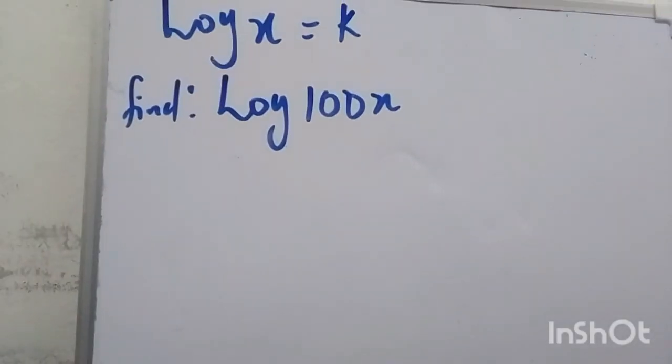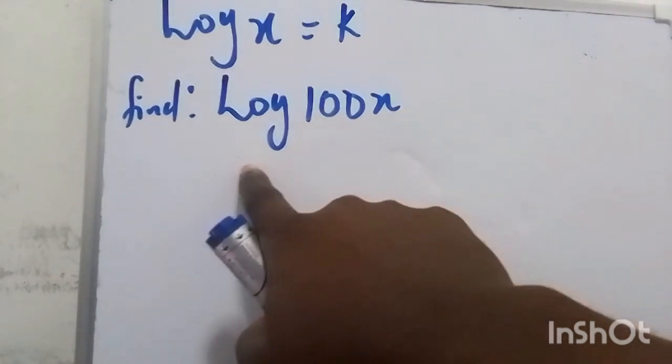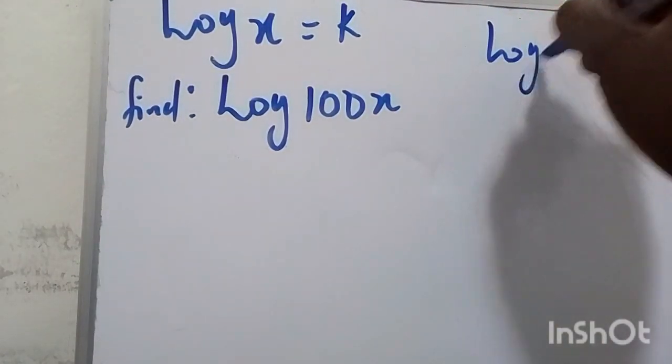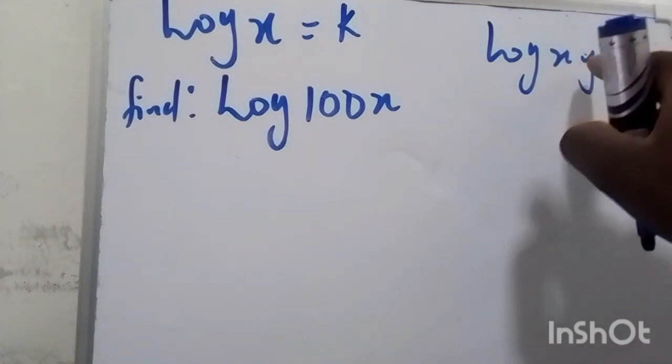Looking at this question, it says log x equals k. Write this in terms of k. We also apply the rules of logarithm. This is a multiplication rule that says log xy, a multiplication of a function of x and a function of y.